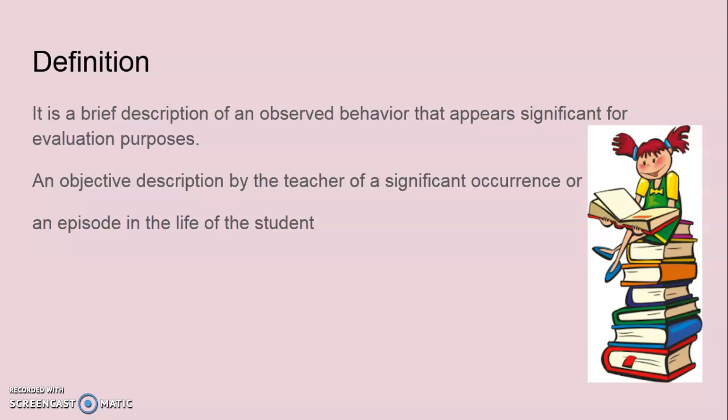An objective description by the teacher of a significant occurrence or an episode in the life of the student. So the anecdotal record is maintained by the teacher for the whole year and it will be handed over to the next year's teachers. All the positive and negative aspects of a student will be recorded here, and it will explain the complete situation as well.